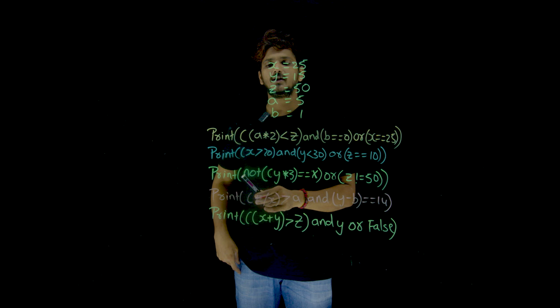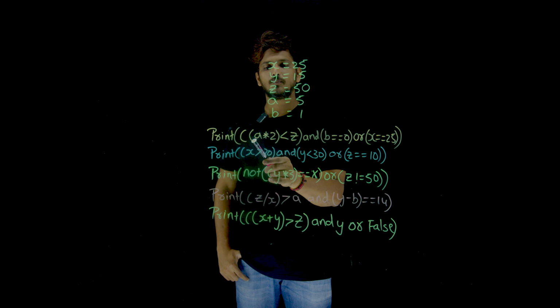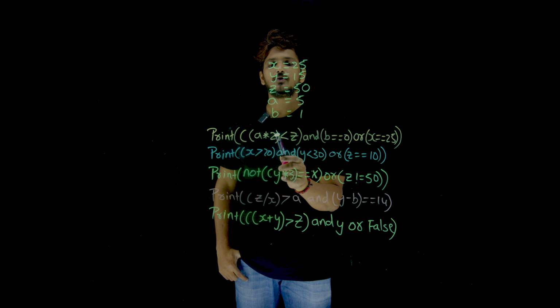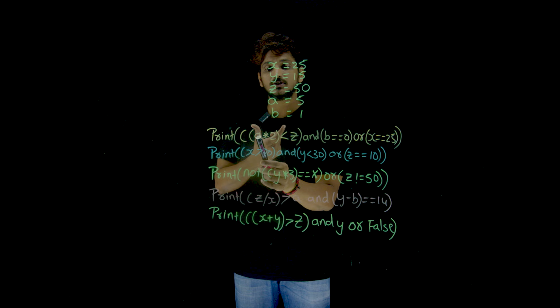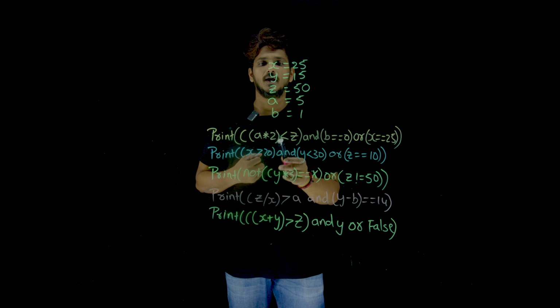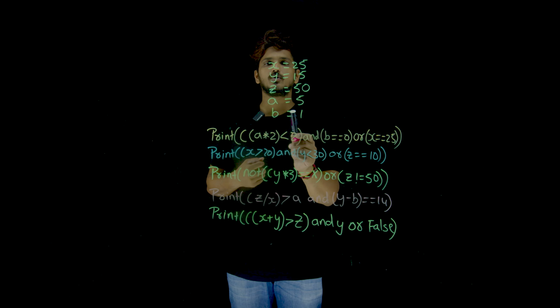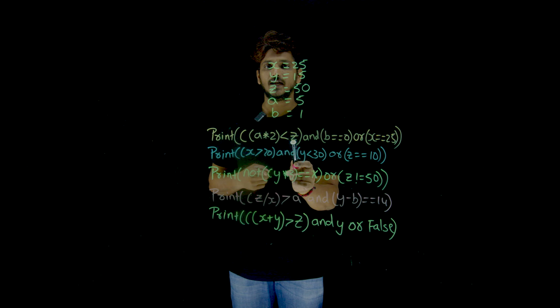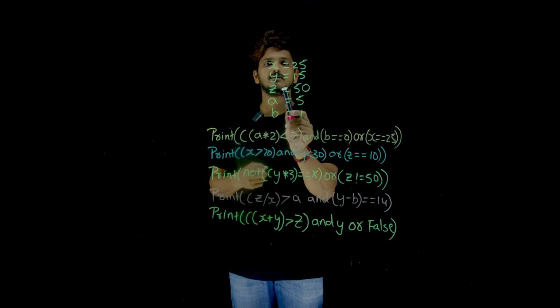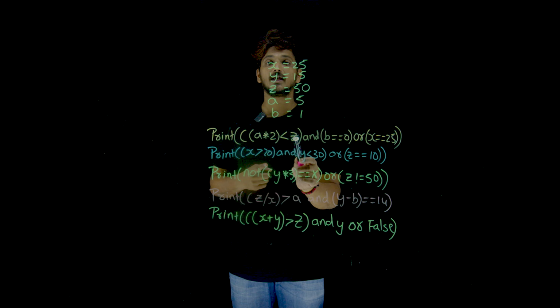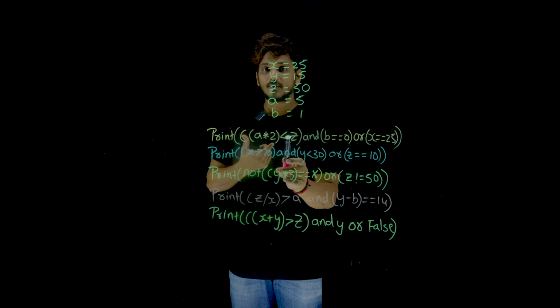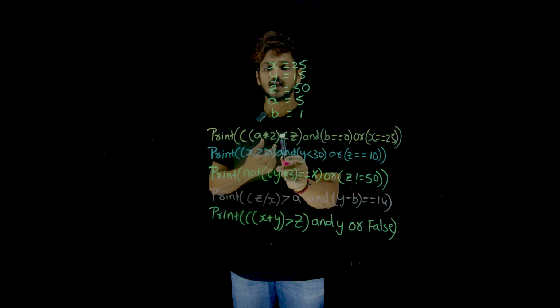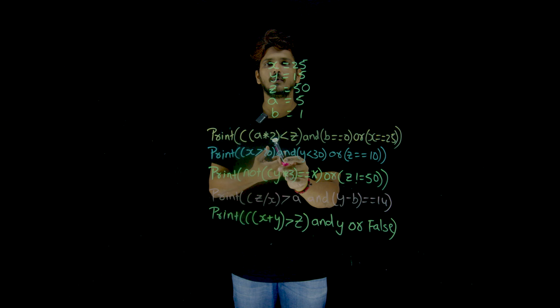Coming to the first one: open bracket, open bracket, open bracket, A multiplied by 2, closed bracket. First this operation is going to be done. A multiplied by 2: A is 5, 5 twos are 10. 10 less than Z. Z is 50, so 10 less than 50, yes. Whenever this comparison operator is used, 10 less than 50 is true. So the output you got here is true.